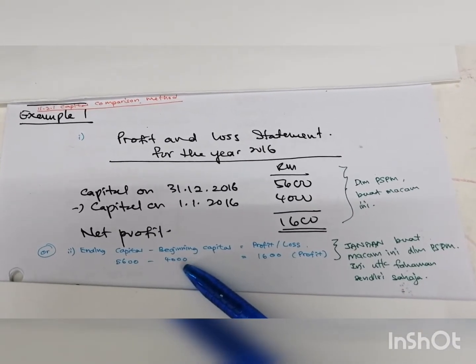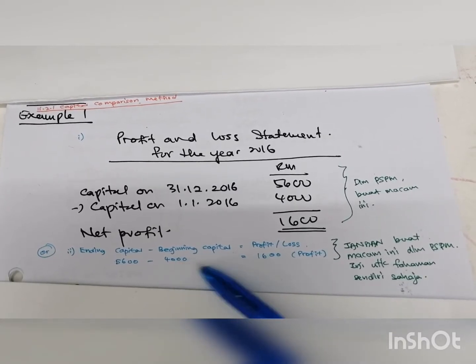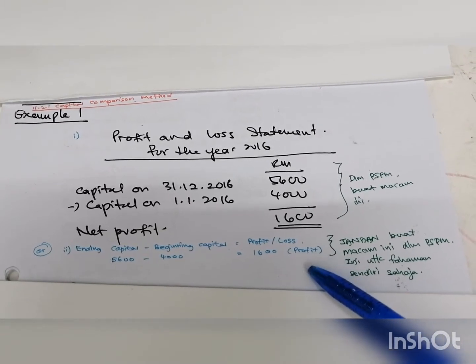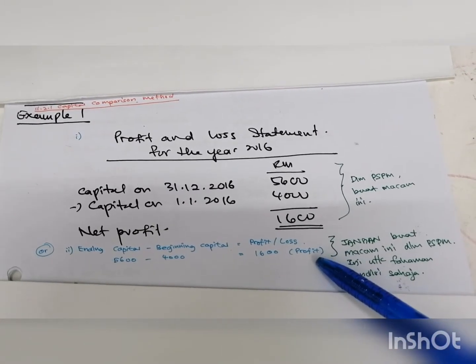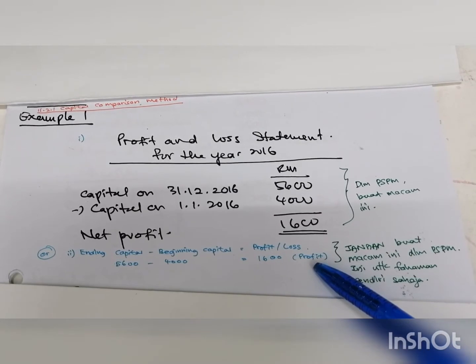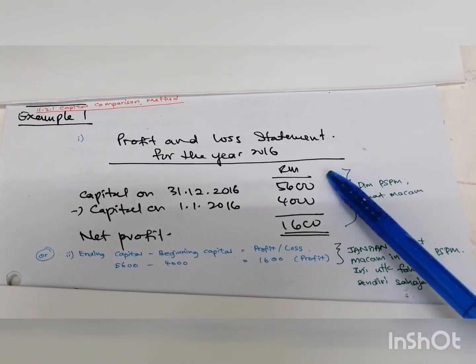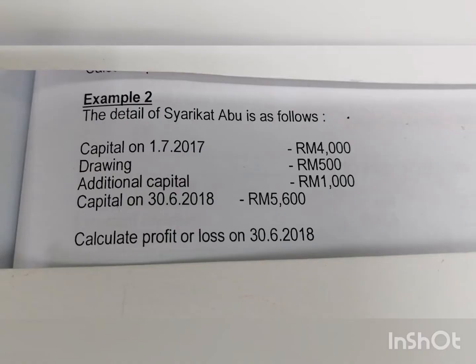5,600 minus 4,000 equals 1,600, and this is your profit or loss. This is only for your understanding. In your answer of PSPM, you must do it this way. Remember, do it this way in your PSPM.